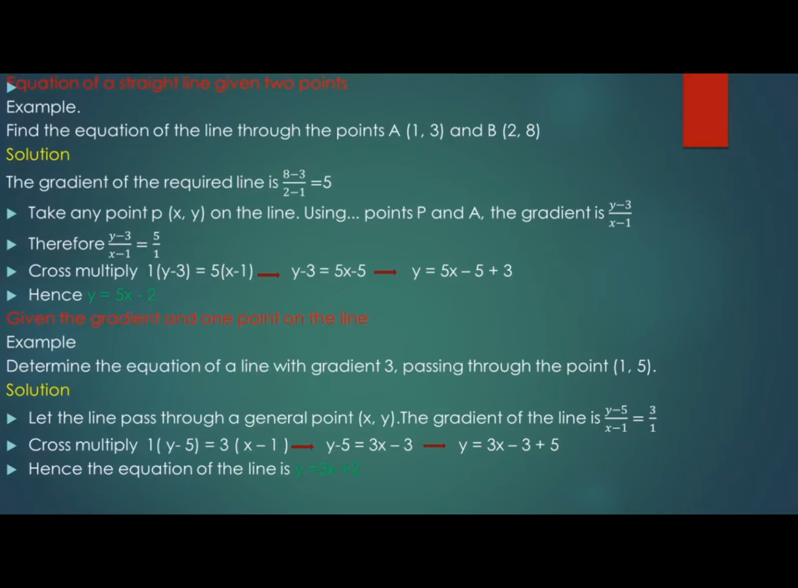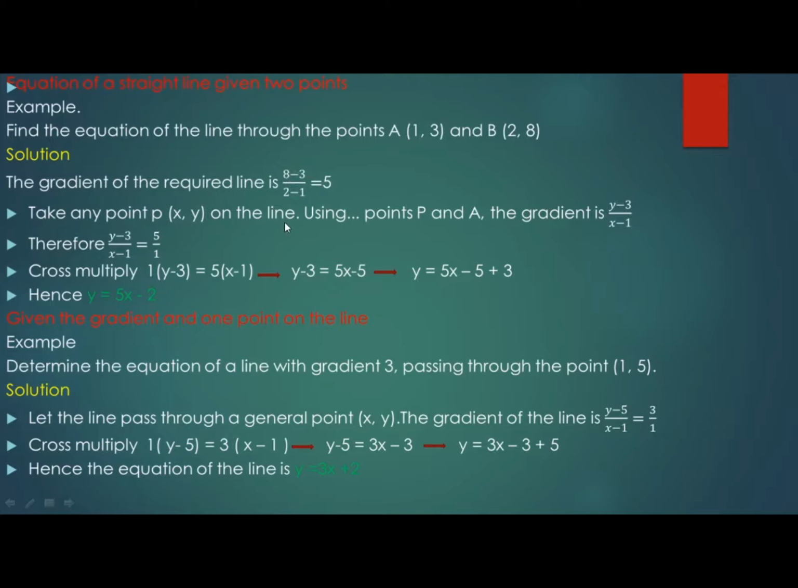How do we find the equation of a straight line when we are given 2 points? Example: find the equation of the line through the points A (1, 3) and B (2, 8). The first thing we do is find the gradient. The gradient is the change in y over the change in x, which will be 8 minus 3 over 2 minus 1, which is equal to 5.